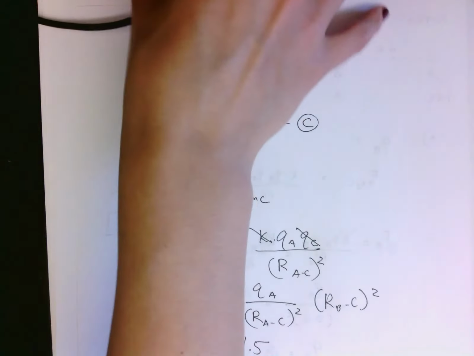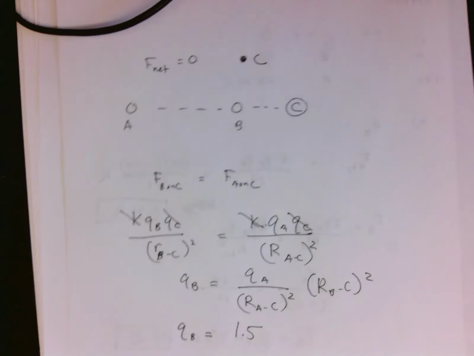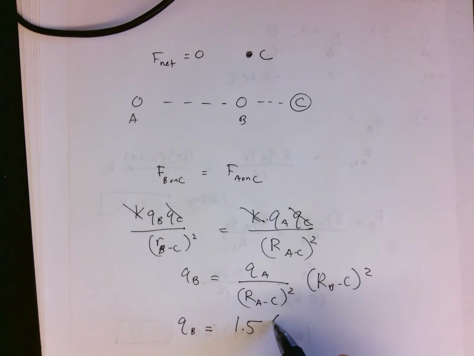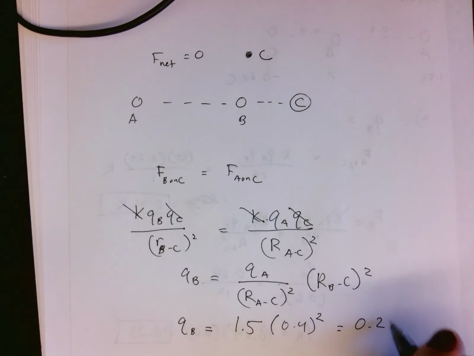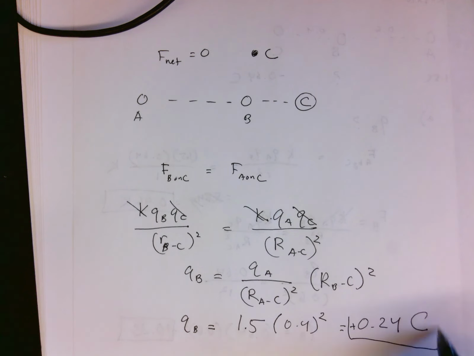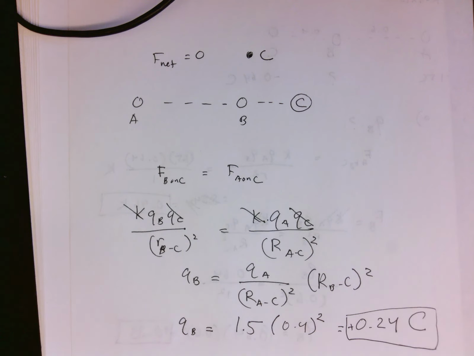And then we also know the distance between B and C is 0.4 squared. So that's equal to 0.24 coulombs. And we also know it's positive again because A and C are negative. So that means that A is repulsing C. But in order for B to counteract that, it must be attracting C.